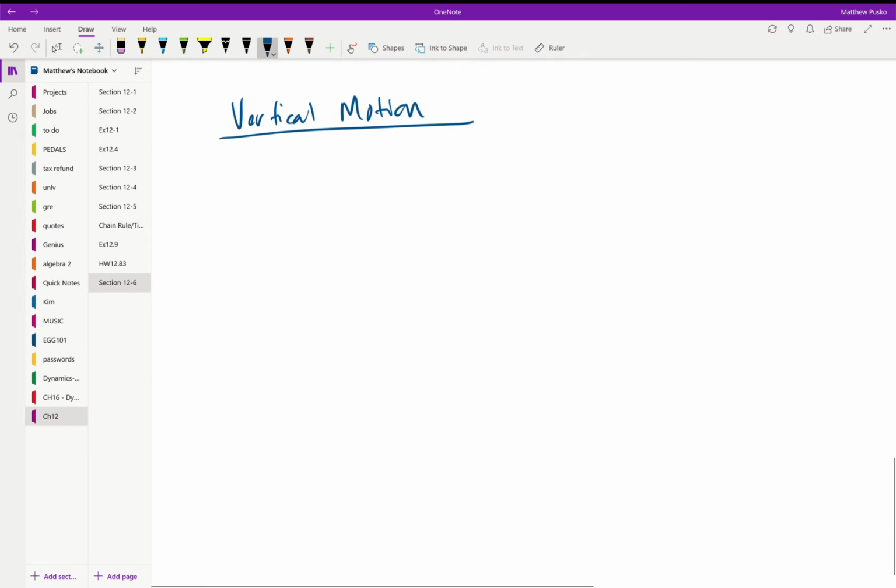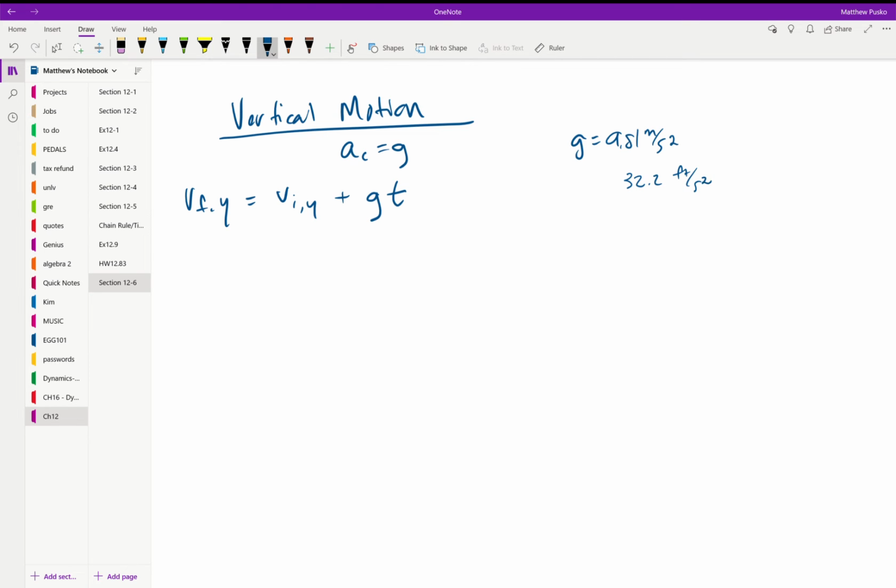We can't cross those terms out. We literally have to say velocity final in the y direction is equal to velocity initial in the y direction plus the acceleration, in this case acceleration is gravity, so we'll say plus gravity times time. And we'll typically use gravity as 9.81 meters per second squared, or 32.2 feet per second squared.